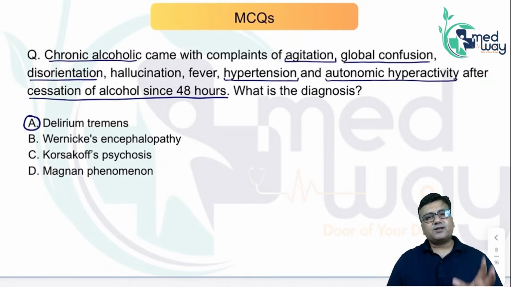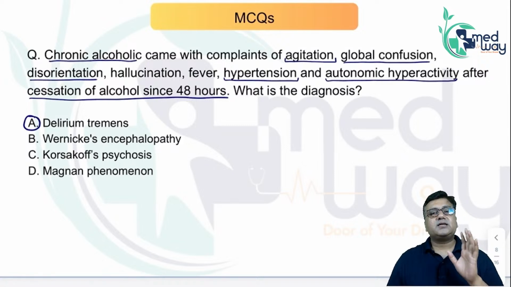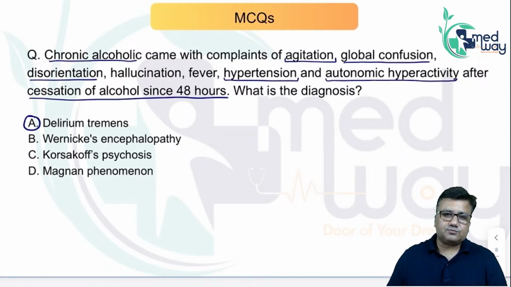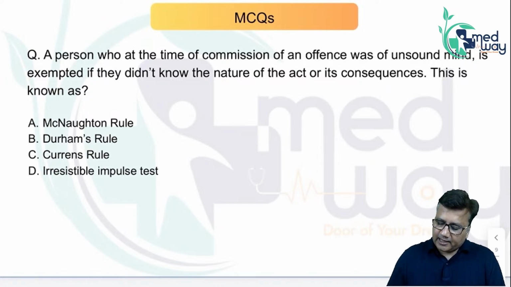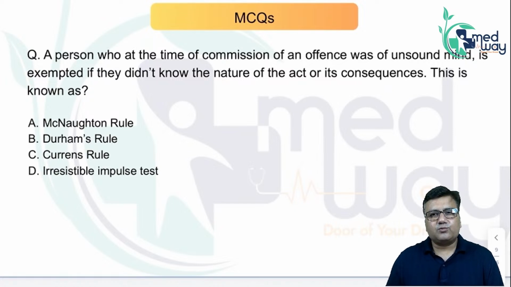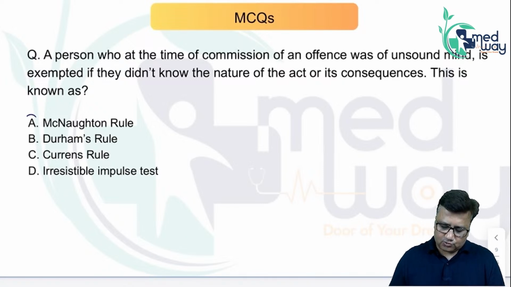This is a recognized condition of sudden alcohol withdrawal in chronic alcoholics called delirium tremens. Next question. A person who at the time of commission of an offence was of unsound mind is exempted if they don't know the nature of the act or its consequences. This is known as, again a very simple question, McNaughton's rule.